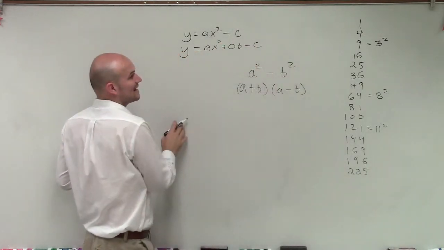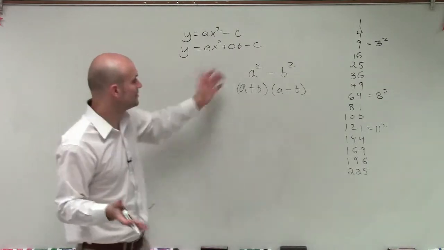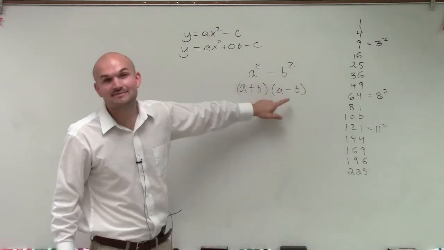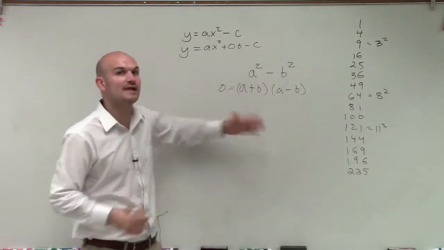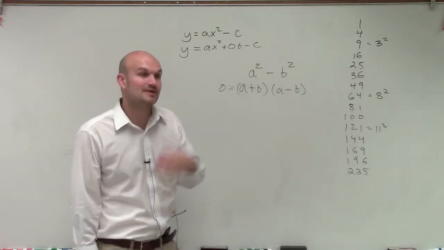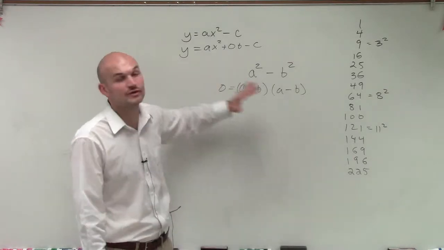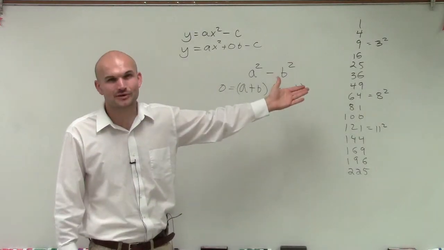And if it is, then all we need to do is rewrite it as a plus b times a minus b. In this case it would be equal to 0, and then you could solve by applying the zero product property. So I'm going to go through some examples and show you how this would apply to some actual real numbers.